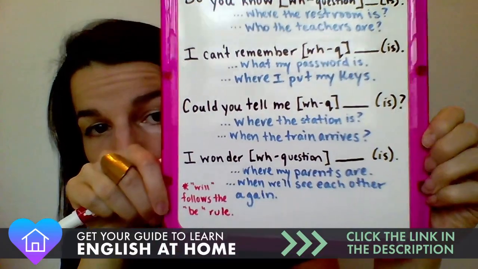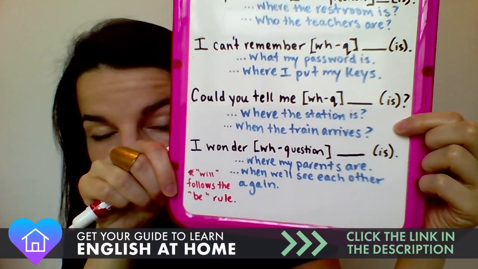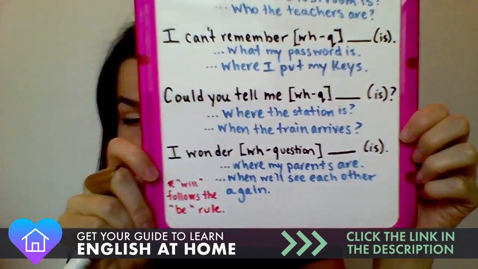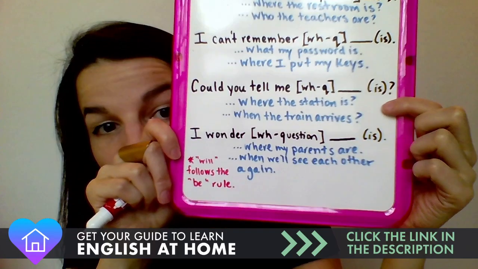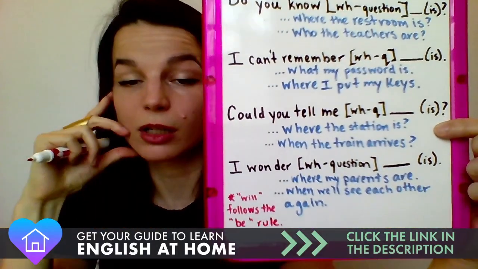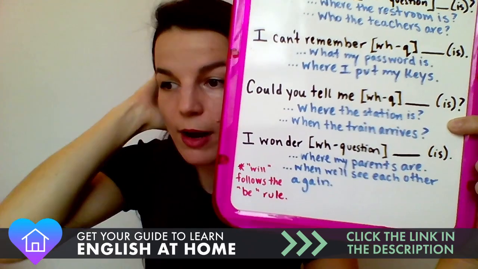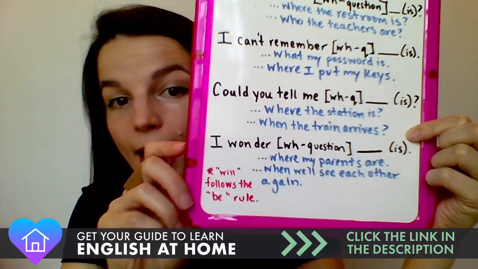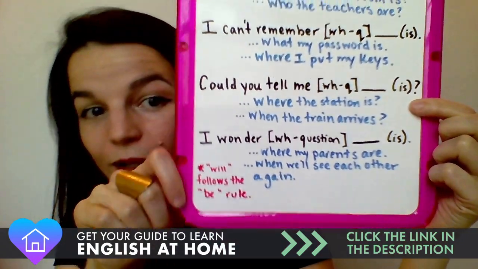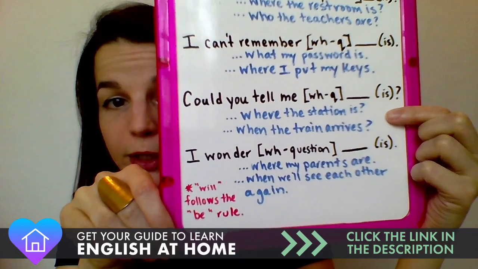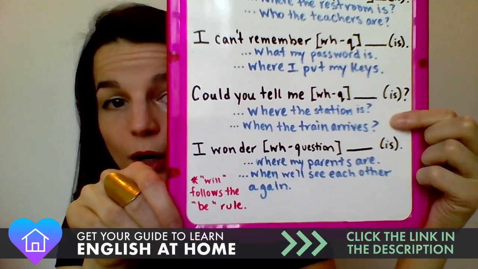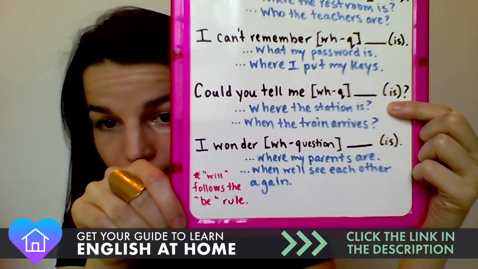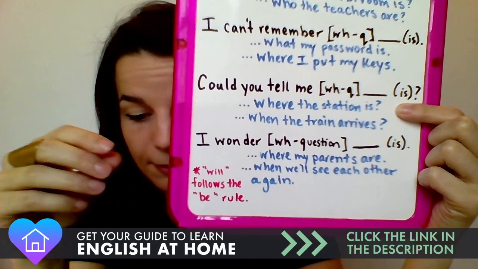Let's go to the next one. Could you tell me something something is? This is a very polite way to request information. So instead of just asking a direct question like, where's the station? Or when does the train arrive? You can ask this more politely with a pattern like this. Could you tell me where the station is? Or could you tell me when the train arrives? This sounds more polite, less direct, so you can use these.